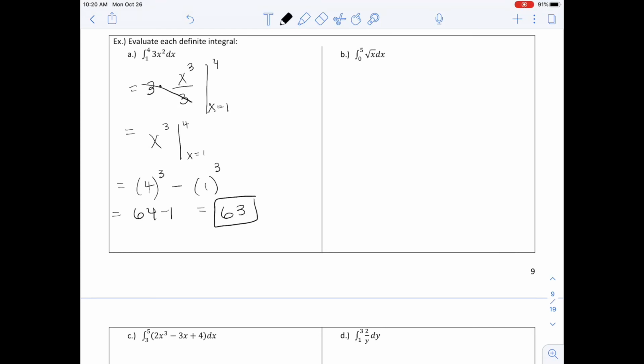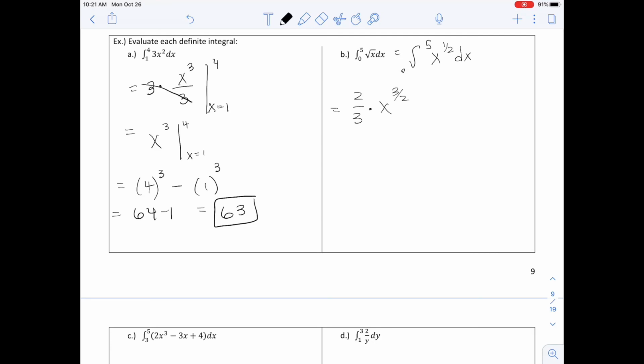So part B here is the integral from 0 to 5 of the square root of x dx. First thing I'm going to do is rewrite this as the integral from 0 to 5 of x to the 1/2 dx. And then integrating this, I'm going to add 1 to my exponent, and when I do, I get x to the 3/2. You can either divide by that value or multiply by the reciprocal, which would be 2/3.